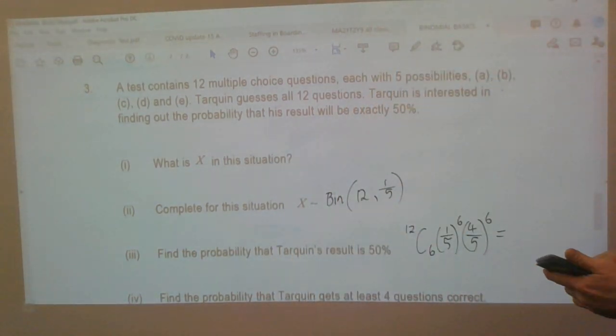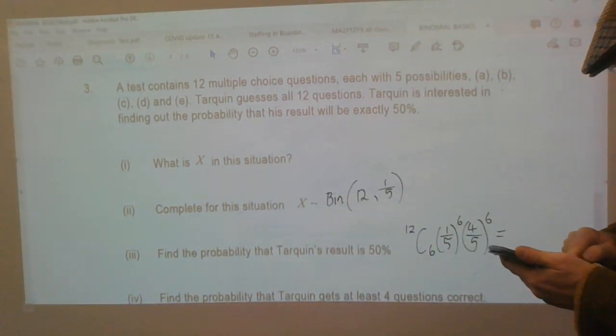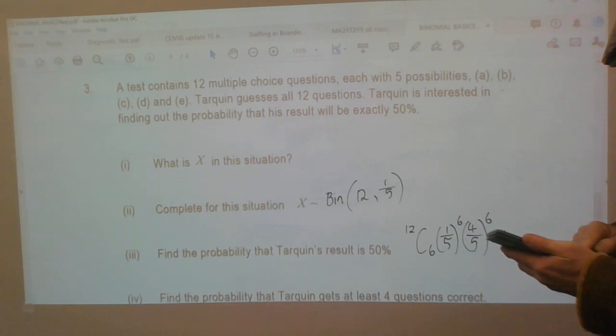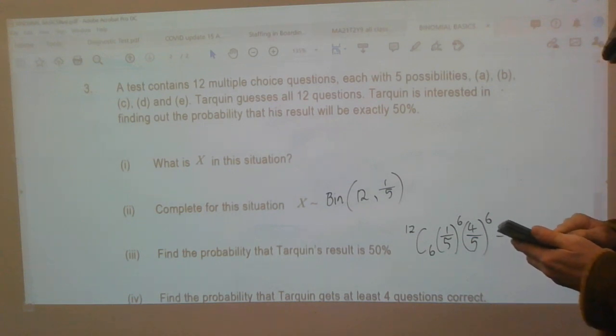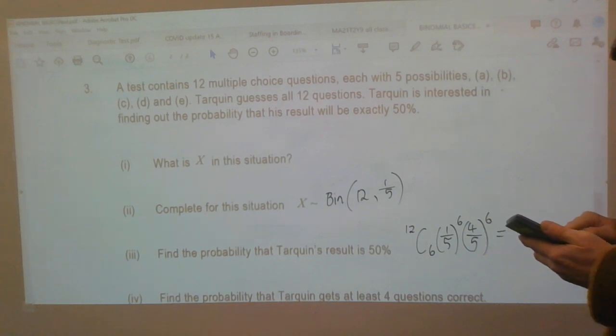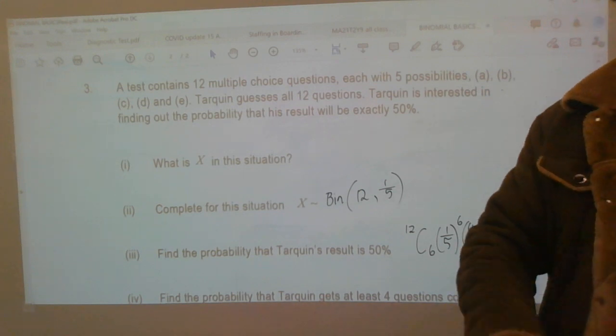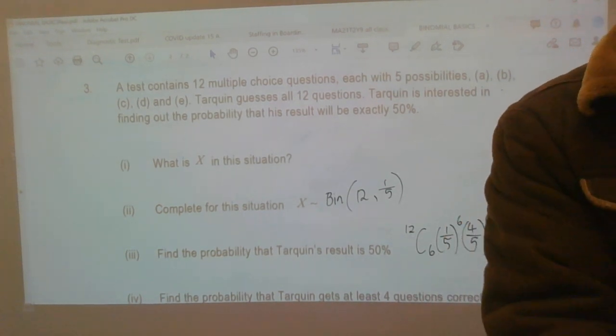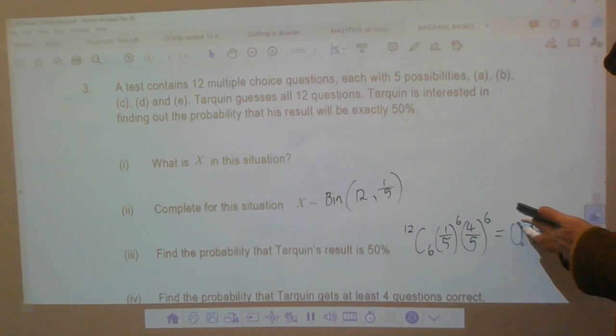So we pop that in the calculator, and we've got 1/5 to the power of 6 times 4/5 to the power of 6 equals, and it's a big long decimal, 0.0155 roughly.